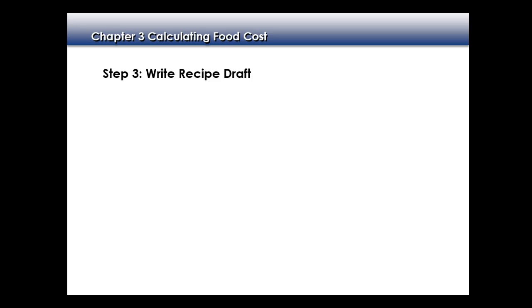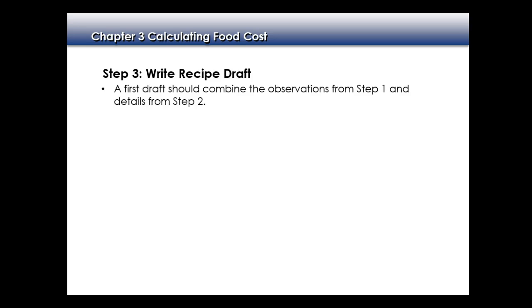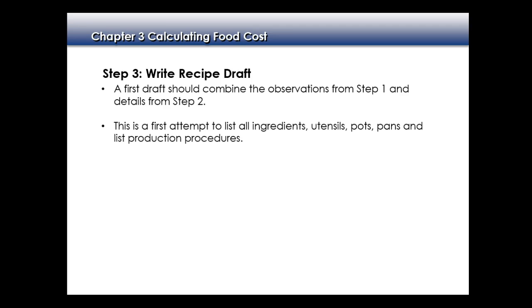So step 3, you're going to write a draft of the recipe. So from the 2 steps we've already done, this is a first attempt at listing all ingredients, utensils, pots, pans, and a list of how you're supposed to make the recipe. At this point, you also should be costing out how much it is. And we'll talk about that at the end of this video, and there's also another video that does this in detail.